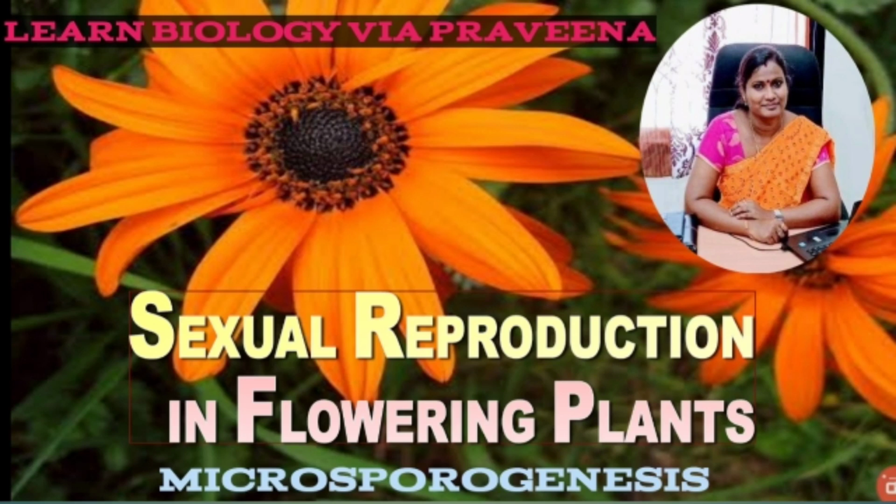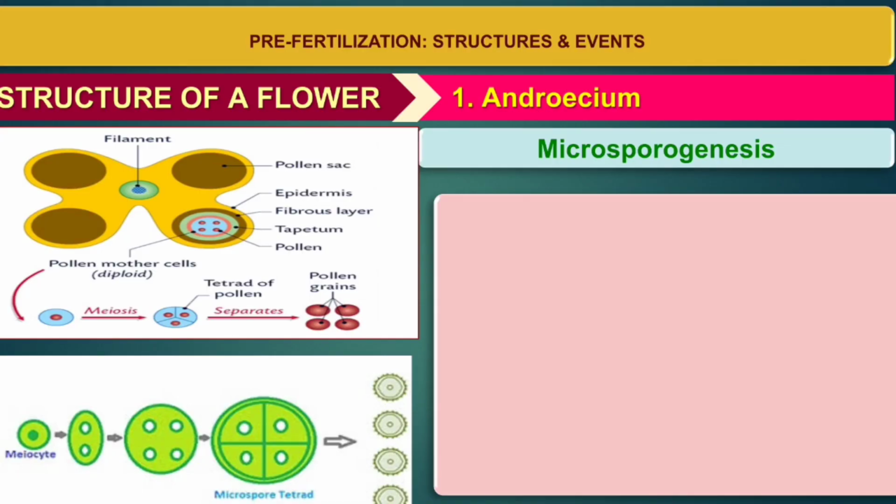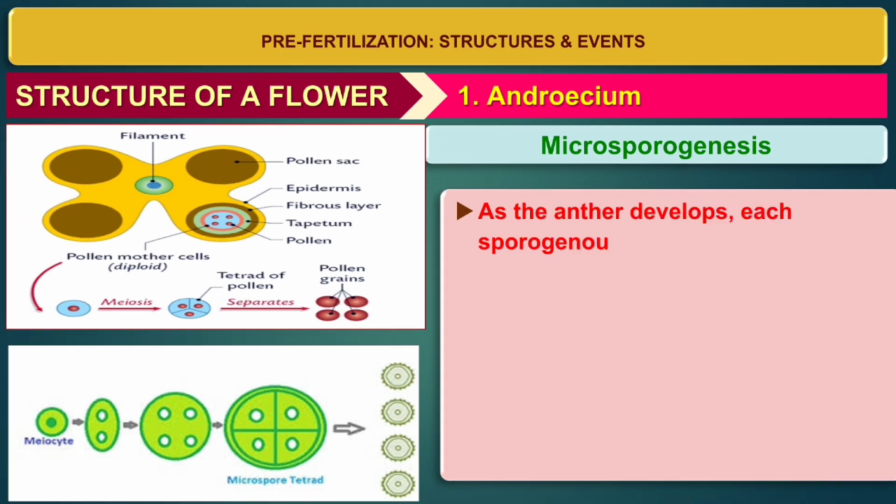Hello students, in this video we are going to learn microsporogenesis. The word genesis means formation. So in this topic we are going to learn about the formation of microspore, and this process we call it microsporogenesis. Let us learn the steps involved here.